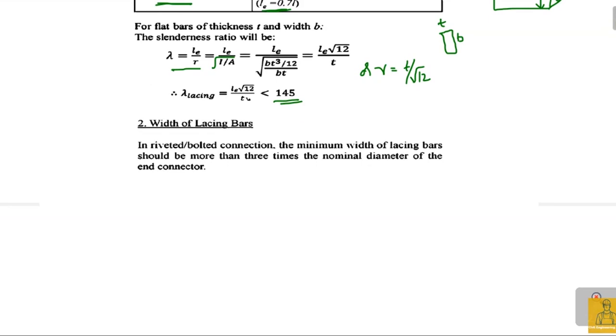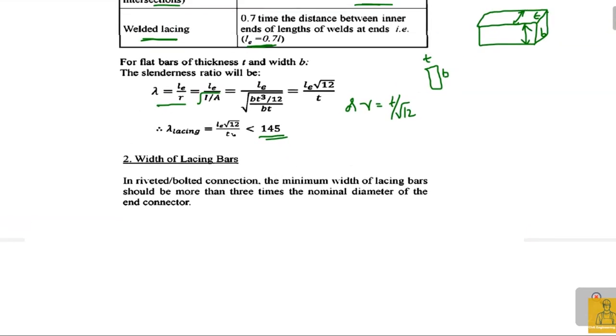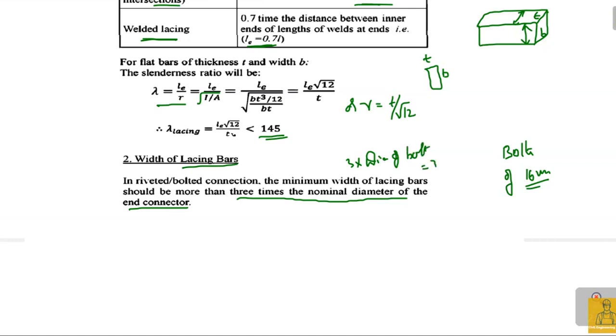Next, the width of the bar. The width of the bar should be 3 times the nominal diameter of the end connector. For example, if you are using bolts of 16 mm, the width of the lacing bar should be 3 times the diameter of the bolt, that is 3 into 16, 48 mm. That is how you decide the width of the lacing bars.